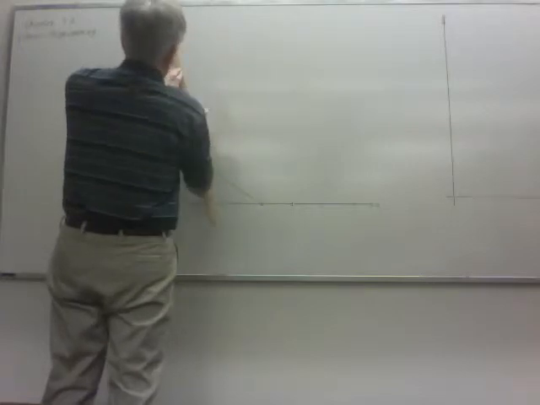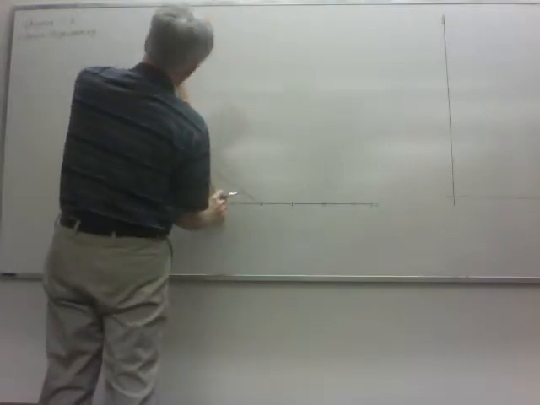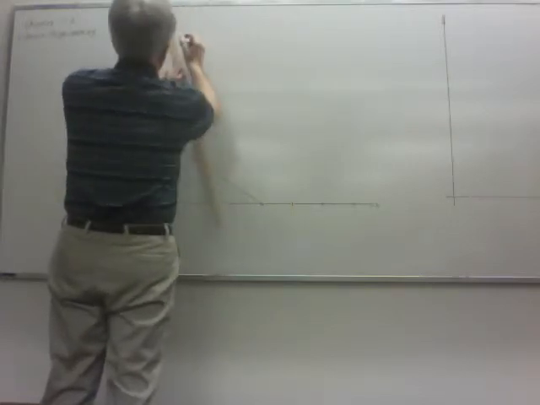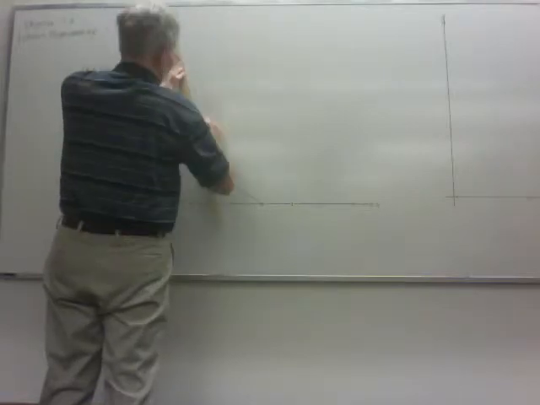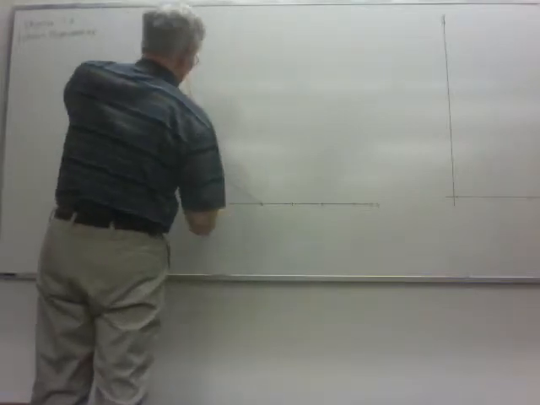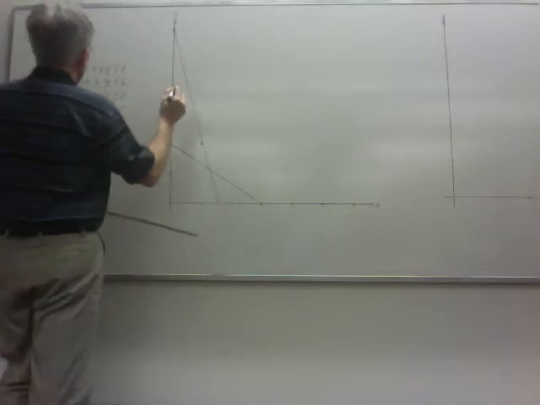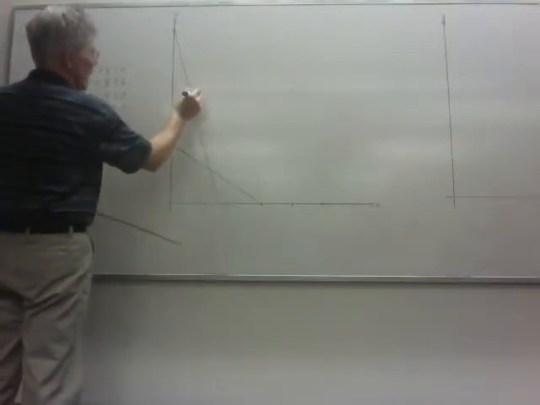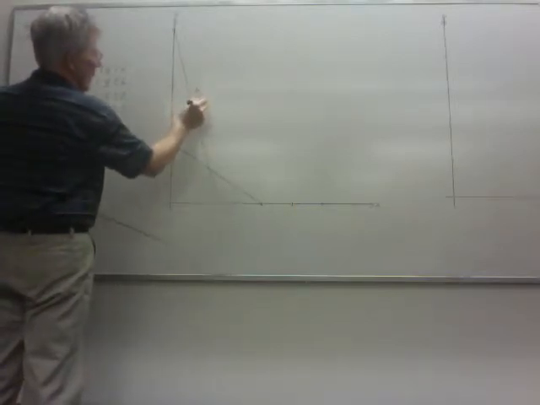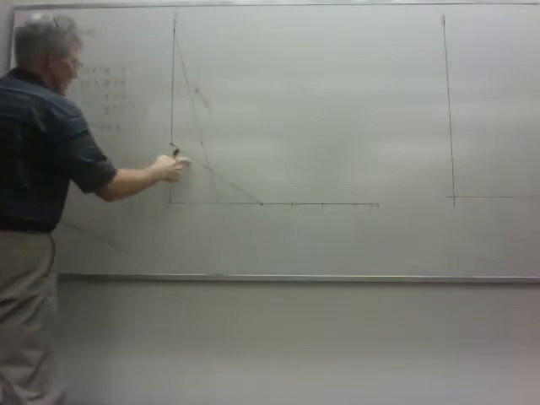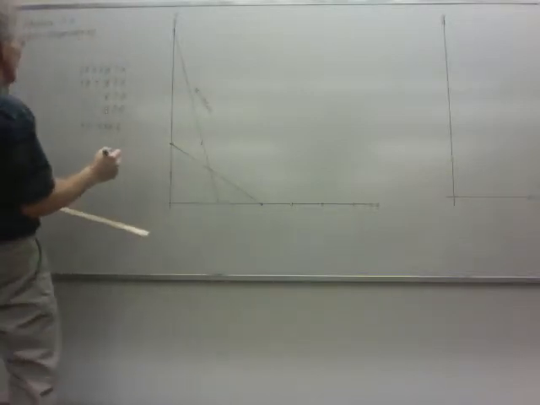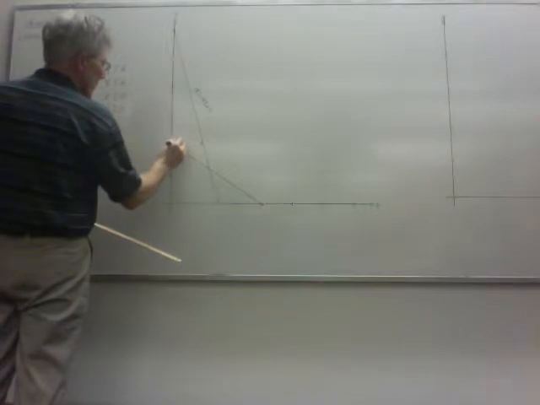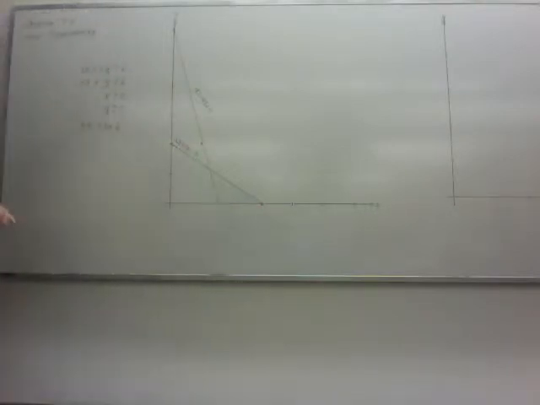Let me turn this around here. There we go. The line looks just like that. I'm going to label that line. This again is y equals negative 4x plus 6. This line right here is going to be 2x plus 3y is equal to 6. So I've got the lines graphed. Is everybody okay?